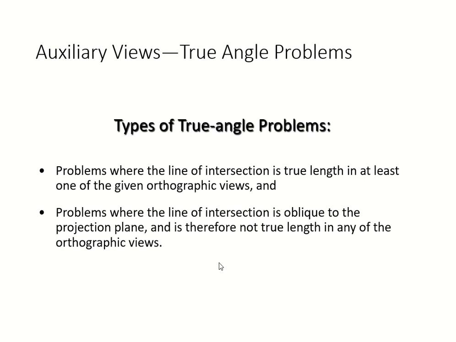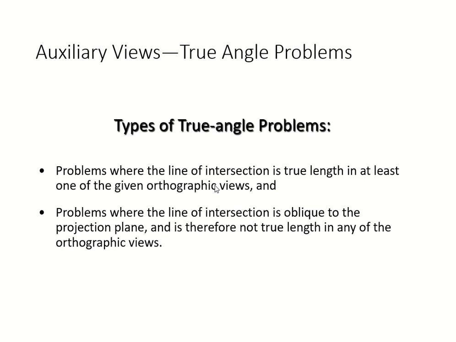The second one is where the line of intersection is oblique to the projecting plane and is therefore not true length in any of the ortho views. At that time you have to tweak a little bit and use a different approach to solve the true angle. But that's just an introduction. Introduction won't give you a lot, but you kind of get the idea.